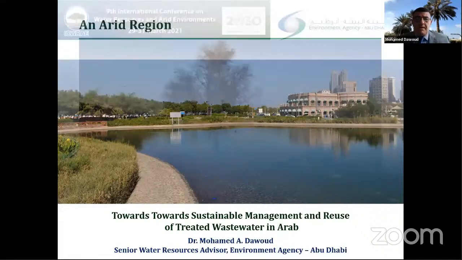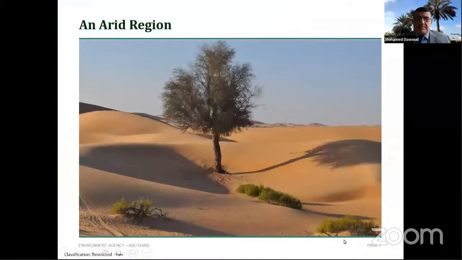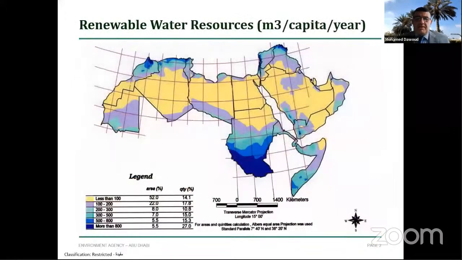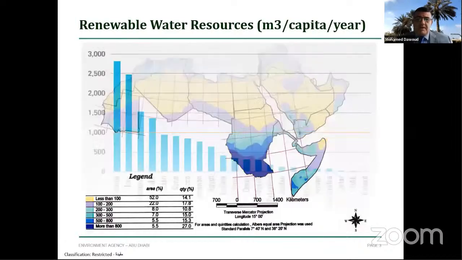So my presentation today will be about the sustainable management and reuse of treated wastewater in the Arab region. Our region is an arid region, and we don't have a lot of water resources, and the renewable water resources per capita in our region is mostly very negligible, and in some countries it is less than the 1,000 cubic meter, which is the poverty line for water resources. The rainfall is mostly negligible except some in the south of Sudan and some minor frequencies in the northern coast of the Mediterranean Sea or the Red Sea.